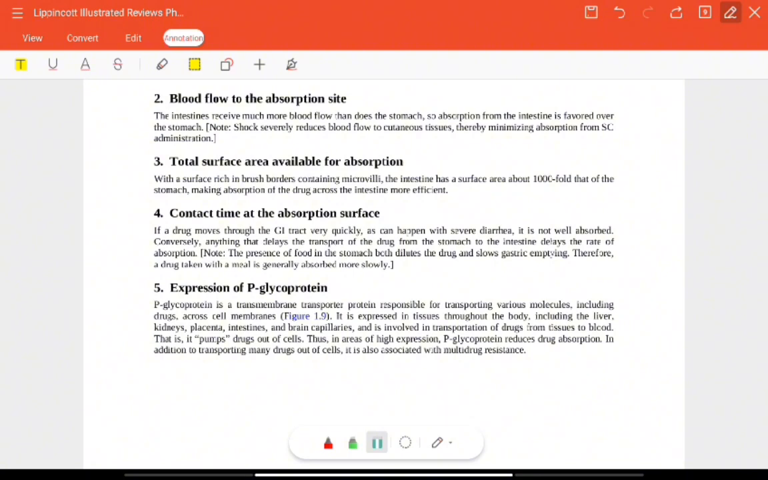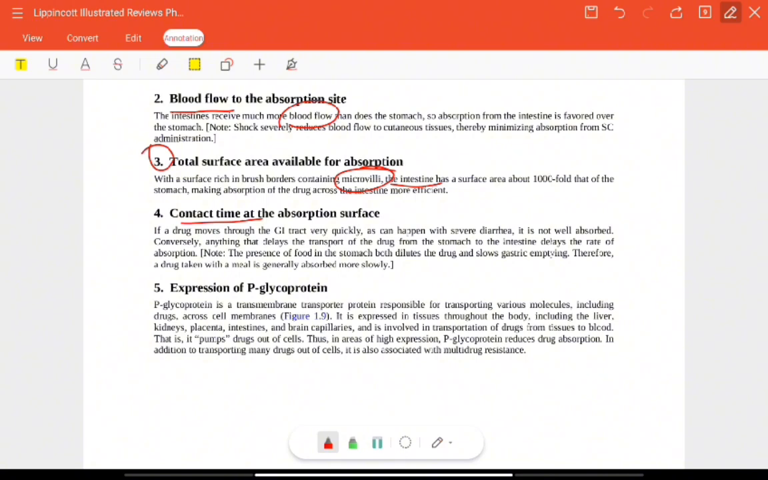The next factor is blood flow to the absorption site. The intestine receives more blood flow than does the stomach, so the absorption in the intestine is more favored. Total surface area available for the absorption is available in the intestine in the form of microvilli. Contact time at the absorption surface.